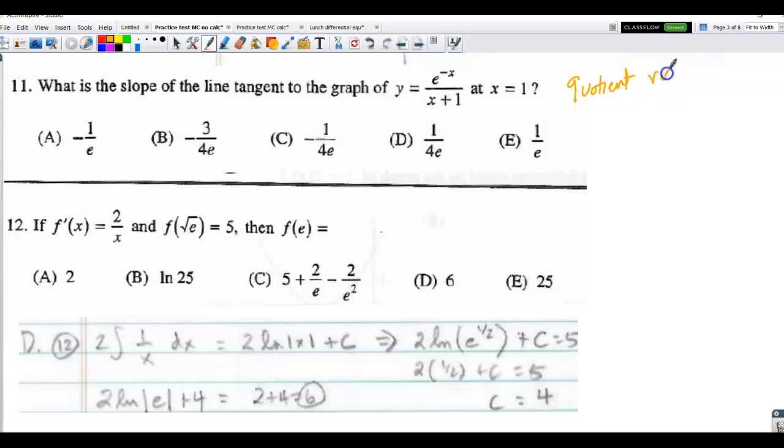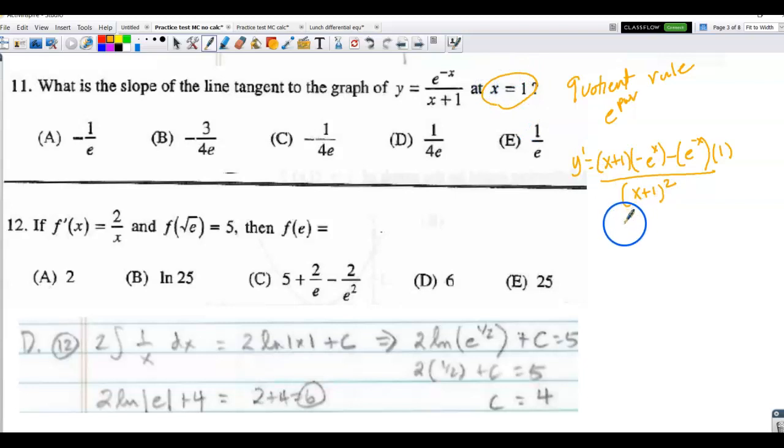So I'm going to need the quotient rule, and I need to know that the derivative of e to a power is e to the power times the derivative of the power. So y prime will be down, x plus 1, d up, the derivative of the numerator is e to the power times the derivative of the power, minus up, which is e to the -x, d down, the derivative of x plus 1 is 1, over x plus 1 squared.